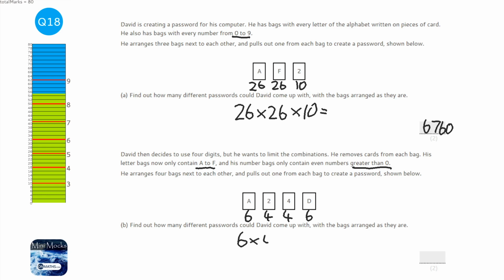So 6 times 4 times 4 times 6, which is 576. Now, that might seem confusing that there's an extra digit to the password and yet fewer combinations. But if you think about it, there's significantly fewer letters and fewer numbers. So that's why it's a much lower number than part A.